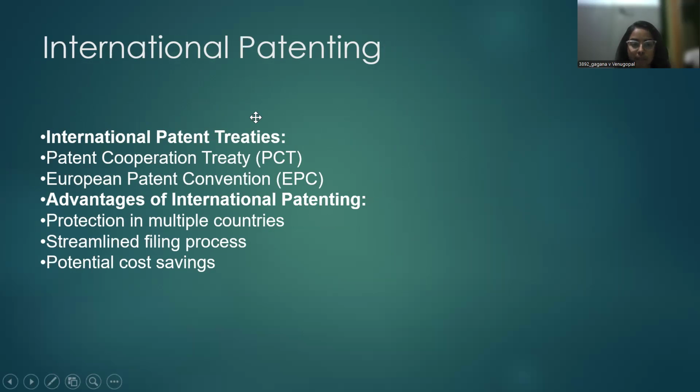Now coming to international patenting: international patent treaties, the Patent Cooperation Treaty, the European Patent Convention, and the advantages of international patenting. Why do we need international patenting? National patenting is more than enough, is what we feel. So let's see the benefits of international patenting. Protection in multiple countries: not only in India, you would get protection for your idea and invention throughout the globe. Then a streamlined filing process, and potential cost savings.